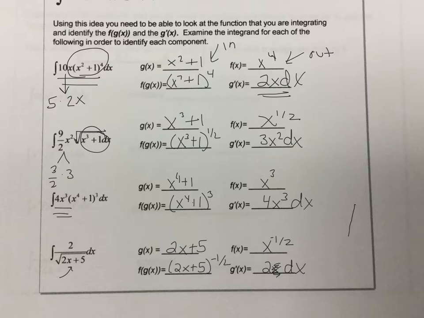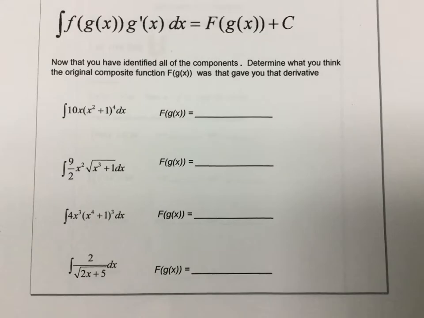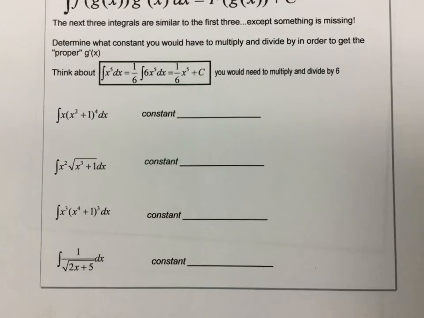Now that you can look at this and identify the parts, we're going to move forward so that we can do u substitution. For now, we are going to skip this page. If I were here with you, I would be doing this with you, but that's okay. We're going to come back to this concept after. This was more of a discovery activity, so we are going to skip this.